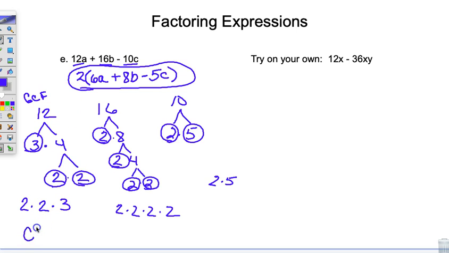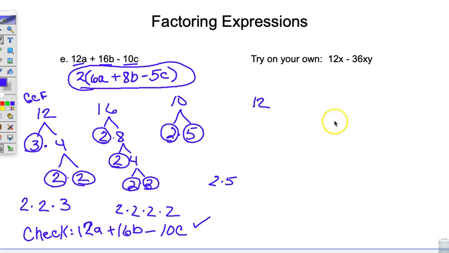Of course, I can always check it by applying distributive property. If I go ahead and check it, I'm going to do it down here because I'm out of room. 2 times 6a is 12a. Keep the addition sign. 2 times 8b is 16b. Keep the subtraction sign. And 2 times 5c is 10c. Since this is exactly what I started with, I know I'm correct. The last one, this one says try on your own, so you can go ahead and give it a try. I will also do this one.